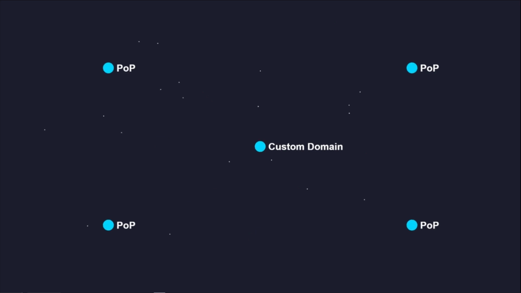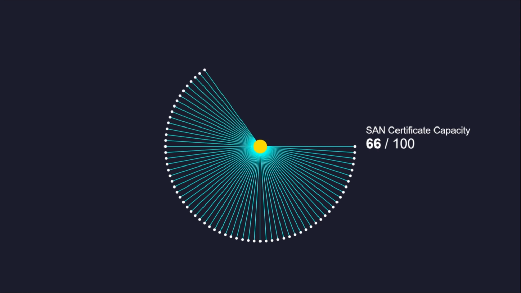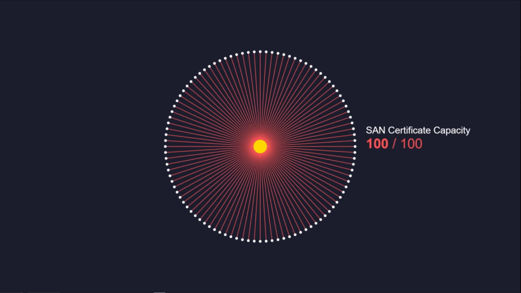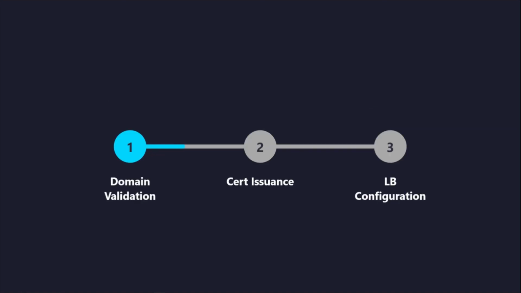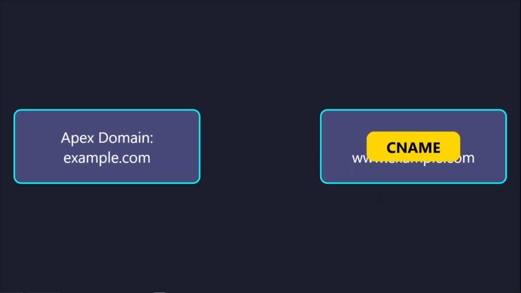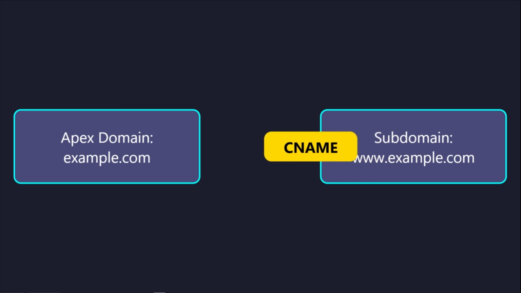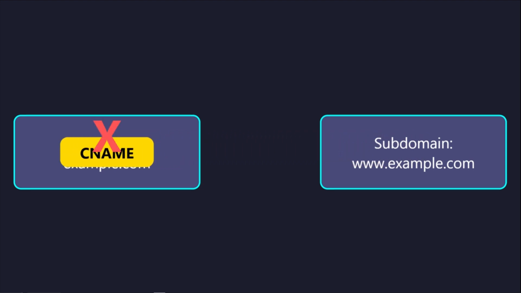Deploying an Anycast network ensures that requests to custom domains are routed to the nearest geographic point of presence for lower latency. While subject alternative name certificates allow multiple domains per file, most platforms reach a hard limit of 100 names per certificate. Certificate authorities impose strict limits on how many certificates you can request per hour, necessitating a queued background job for domain provisioning. The provisioning pipeline involves domain validation status checks, certificate issuance, and finally, updating the load balancer configuration to serve the new certificate. Mapping a root domain or apex domain is difficult because the domain name system standard does not allow a canonical name record at the zone apex.